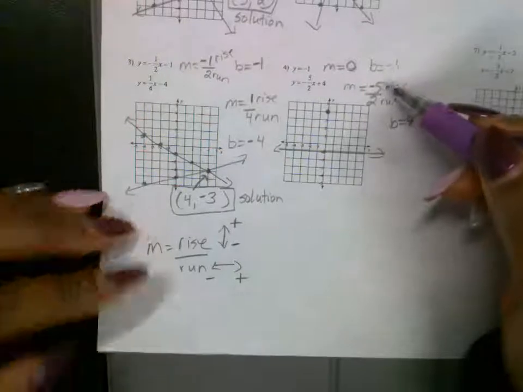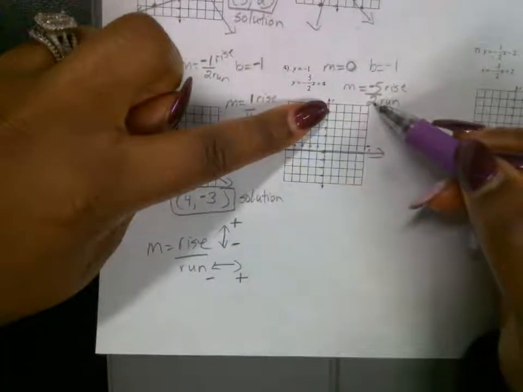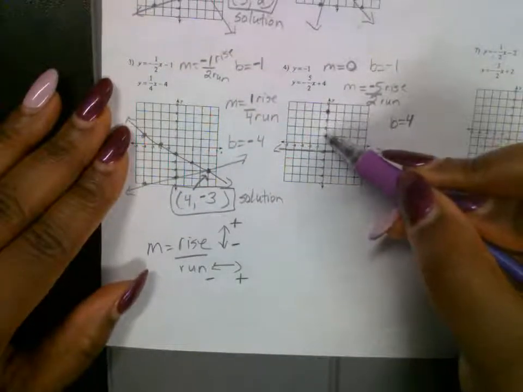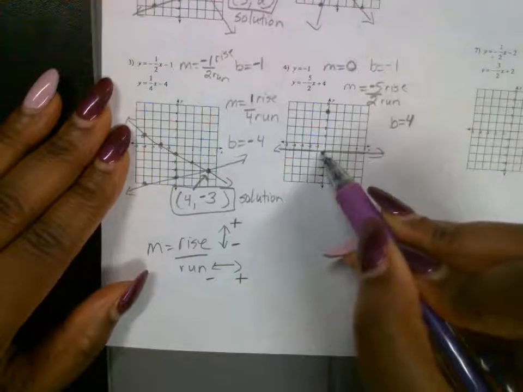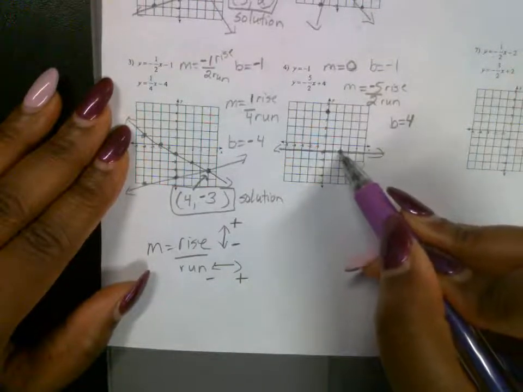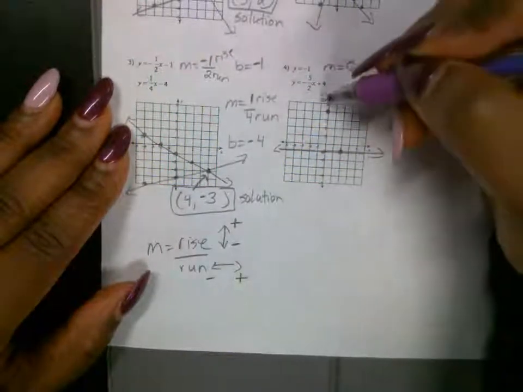-5. What does that mean that I go? Down 5, +2. Right 2. So let's go down. 1, 2, 3, 4, 5. And then to the right. 1, 2. This is where they cross right here. 1, 2, 3, 4, and we're out of space.